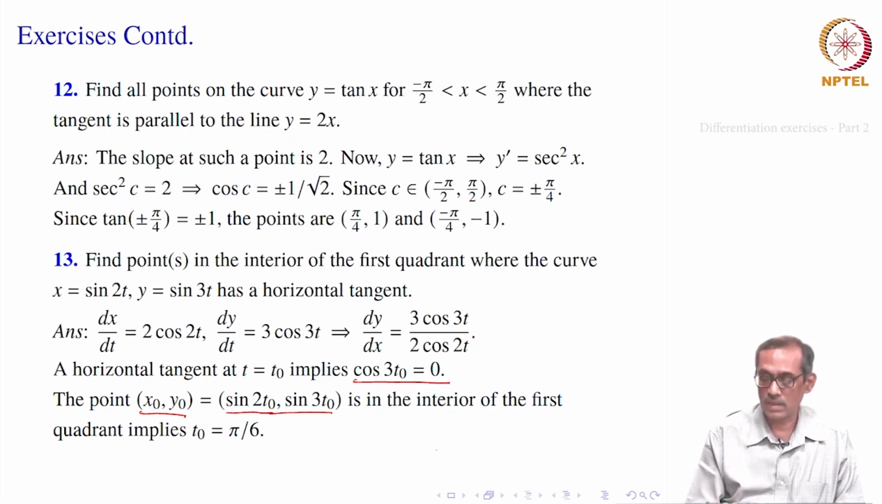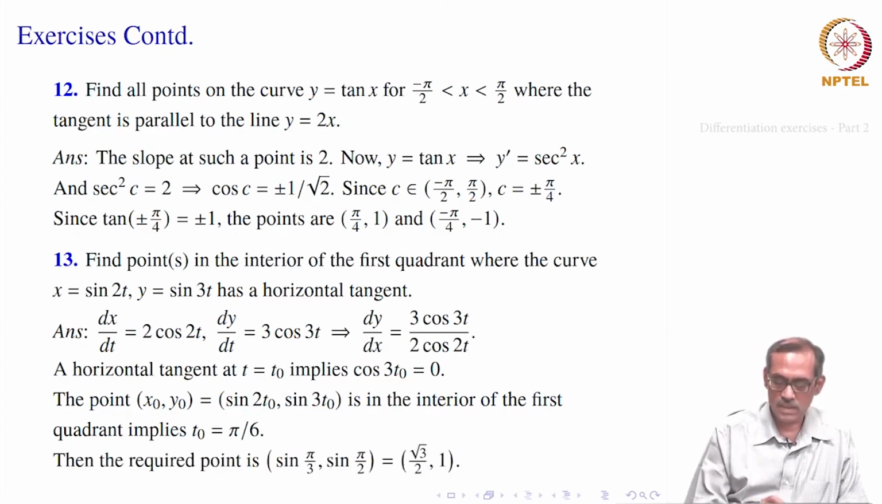So, where is cosine 0? It is pi by 2, right, and it is in the first quadrant. So, there is no other solution, there will be negative or 3 pi and others, but it is only pi by 2. So, t0 must be pi by 6, right, t0 must be pi by 6, because it is 3t0 equal to pi by 2, that is what it says, right.